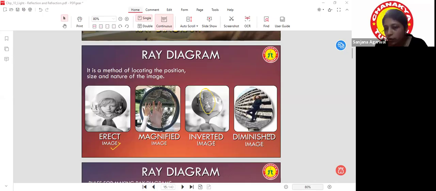Next is diminished. Why diminished? Because in just a small mirror, you can see how wide a view it is giving to us. It means the size of the image is smaller, but the view is wider. So this type of image is a diminished image.